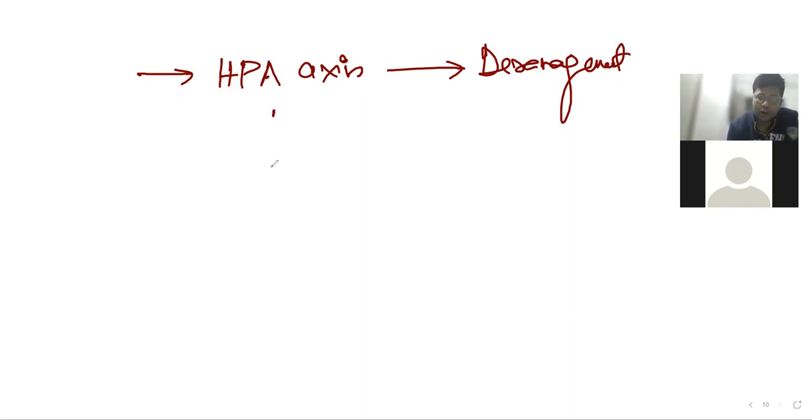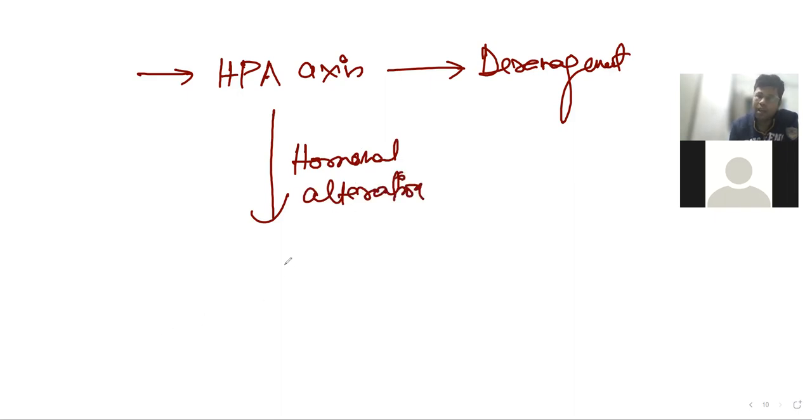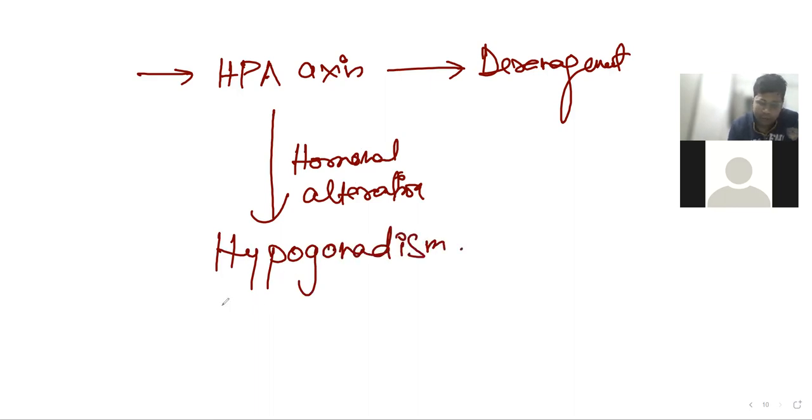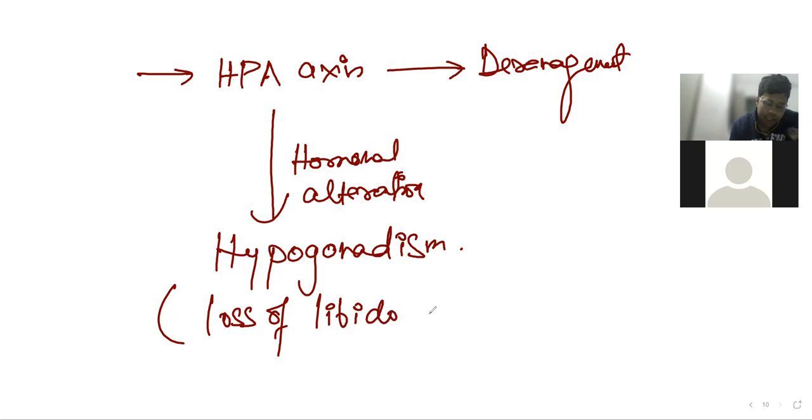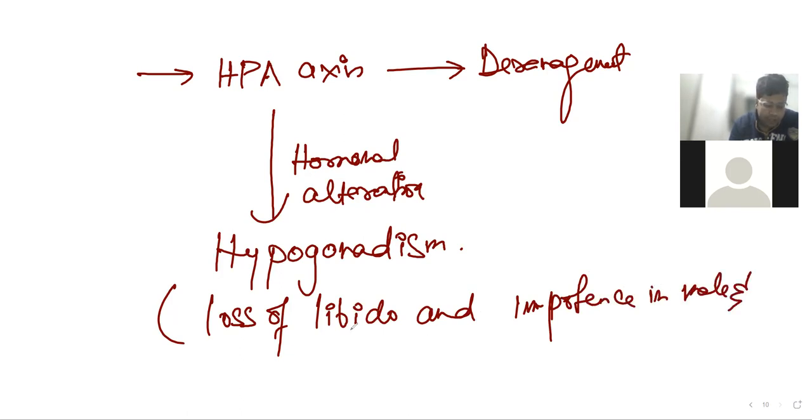Okay, so there is hormonal alteration, and more specifically jo gonadal hormone hai usme alteration hota hai. So there is hypogonadism, and because of hypogonadism, what happens? Loss of libido, okay, and impotency, okay, in male. And amenorrhea in female. Okay?